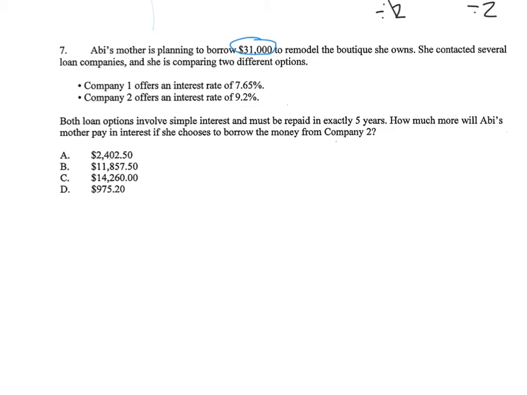Company 1 offers an interest rate of 7.65%. Company 2, their rate is 9.2%. Both loan options involve simple interest, okay, so that tells us what formula to use, and must be repaid in exactly 5 years, and there's our time. How much more will Abby's mother pay in interest if she chooses? Okay, so how much more means we're going to be subtracting.